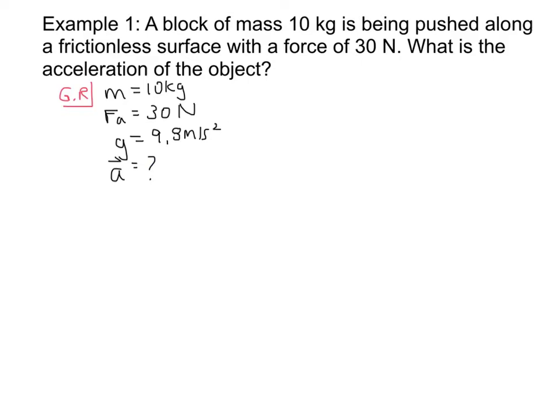We'll do a couple of examples. So the first one here, a block of mass 10 kilograms is being pushed along a frictionless surface with a force of 30 newtons. What is the acceleration of the object? So I've listed out our given and required, and we should draw ourselves a free body diagram. You can also draw a system diagram, but the only one that will be required of you is the free body diagram. So if you're comfortable with just drawing that, then that is fine.